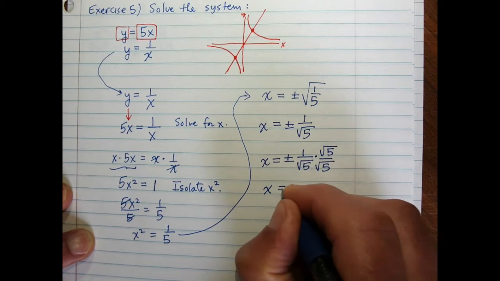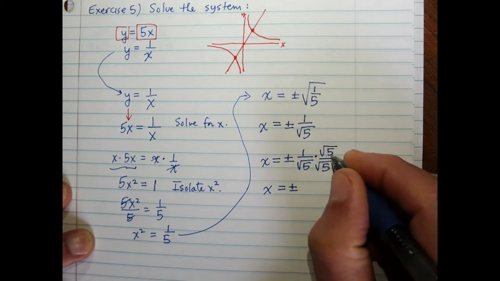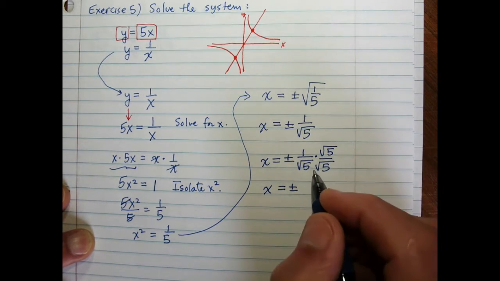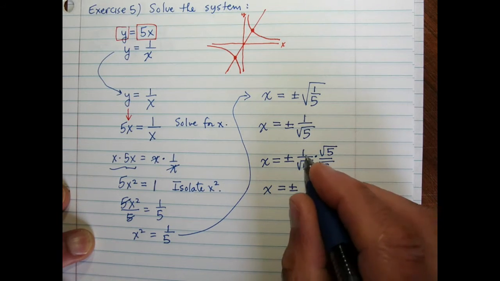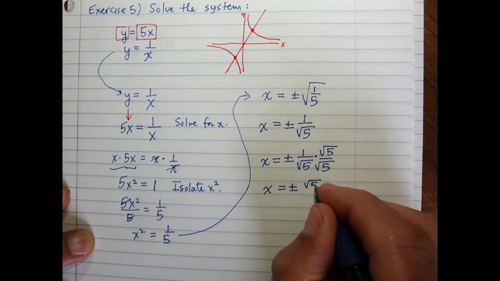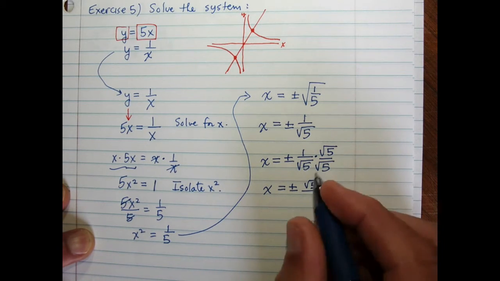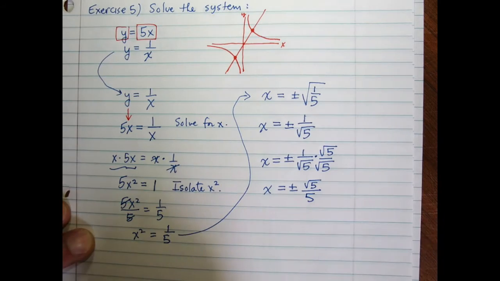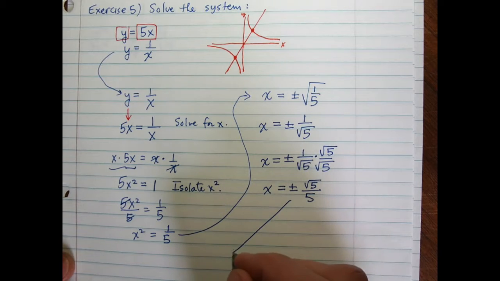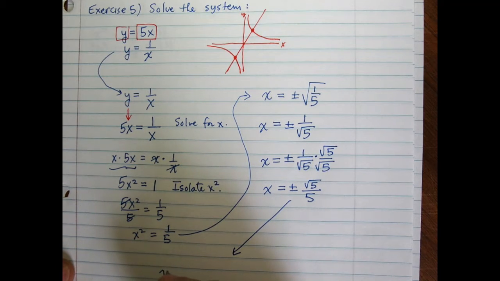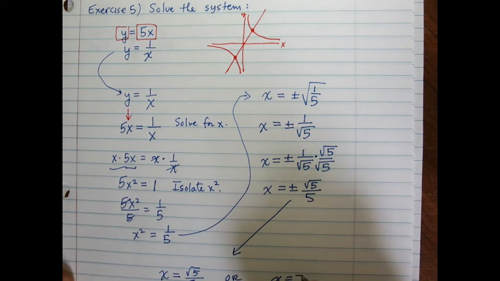And then we get x equals, because we're multiplying by 1, so we're changing the look without changing the value, plus or minus 1 times square root of 5, which is square root of 5, over square root of 5 times square root of 5, which is 5 outside the square root sign. So we have our two x values now. So x is equal to square root of 5 over 5, or x is equal to negative square root of 5 over 5.